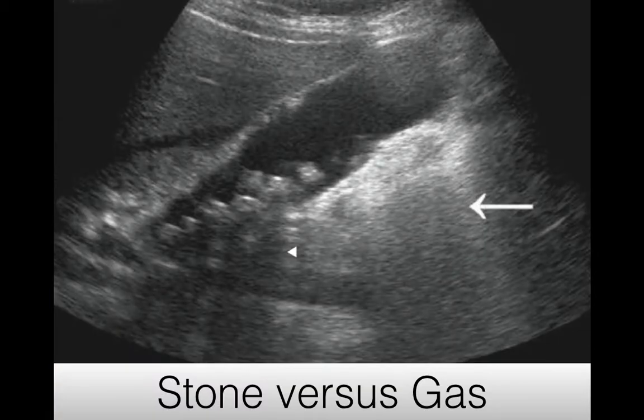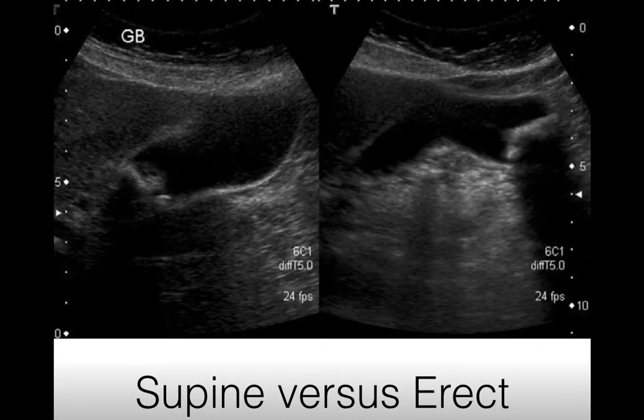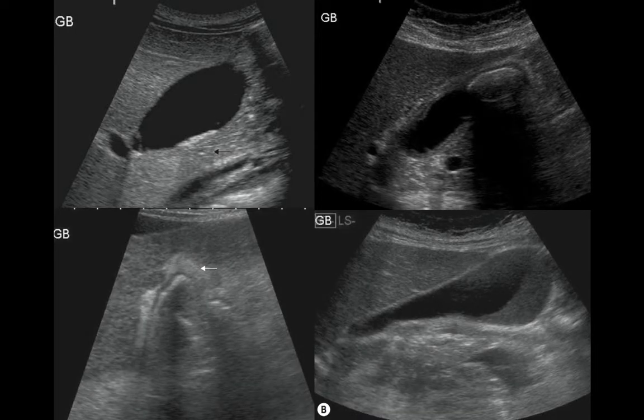The difference between a stone with acoustic shadow and gas with dirty shadow. Sometimes you need to identify the clear margin of the gallbladder. And position change can help you identify some problems, just like this view. We cannot see this view very clearly, or is it impacted or mobile? We just change the position. Erect or left decubitus can make a mobile stone change, so we can see that it is not impacted to cause the problem. And then we have different kinds of pathology inside the gallbladder.